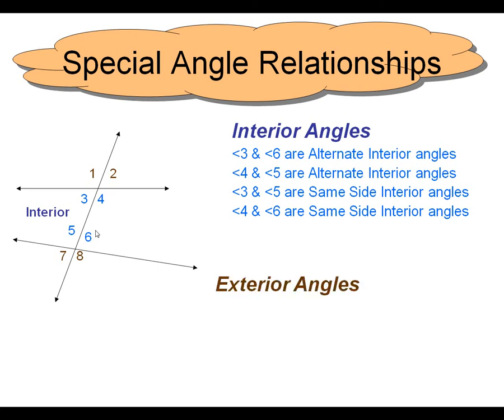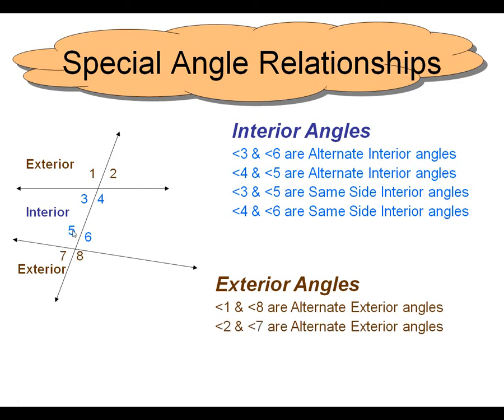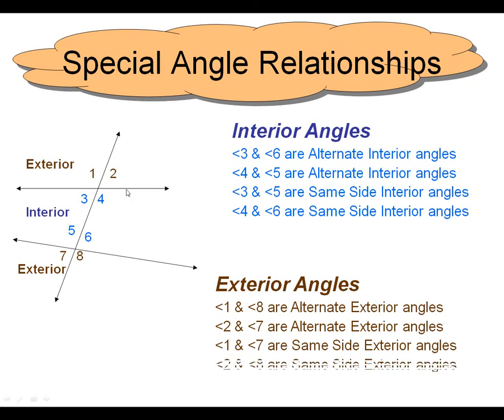Then you have your exterior angles. So, angles 1 and 8 are alternate exterior. They're on alternate sides of the transversal. And 2 and 7 as well. And then you have your same side exterior, which is 1 and 7, and 2 and 8. Alright? Kind of makes sense. It's just a play on words. You really have to know what they mean.